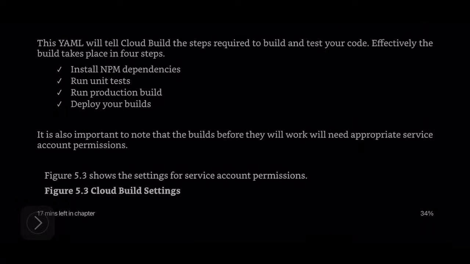This YAML will tell Cloud Build the steps required to build and test your code. Effectively, the build takes place in 4 steps: install npm dependencies, run unit tests, run production build, deploy your builds. It is also important to note that the builds will need appropriate service account permissions before they will work. Figure 5.3 shows the settings for service account permissions. Figure 5.3 Cloud Build Settings image.